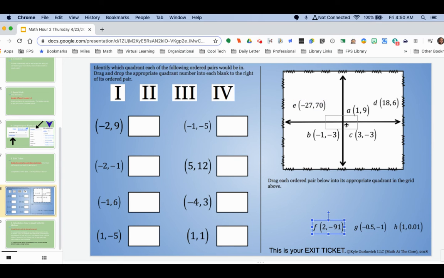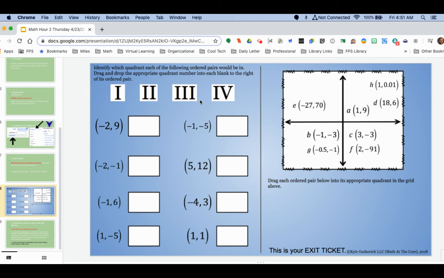F, the first number is positive, so it goes to the right. The second number is negative, so it goes down. G, the first number is negative, so it goes to the left. The second number is negative, so it goes down. H, start at the origin. The first number is positive, so it goes to the right. The second number is positive, so it goes up. And so it'd be somewhere here.